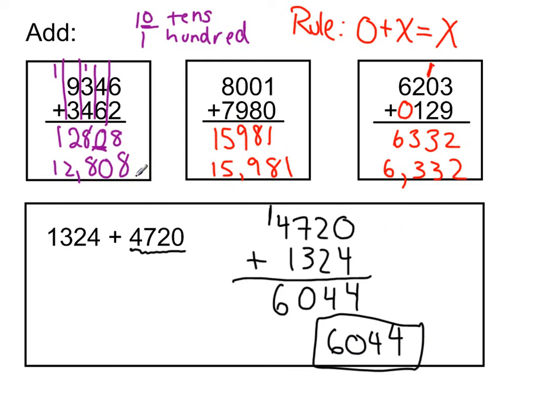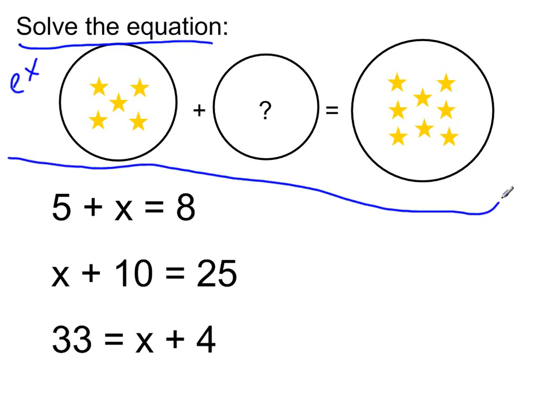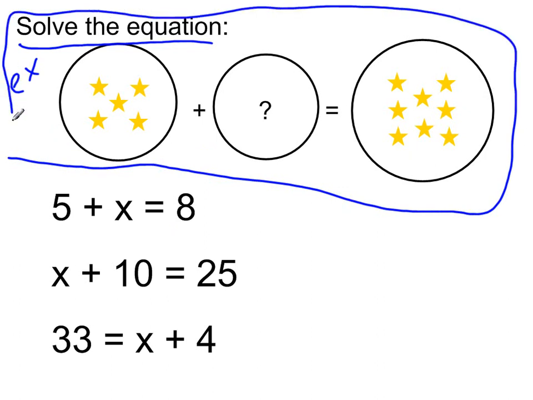Now, let's get a little bit more complex. These were just straight up adding problems. Let's say we were asked to solve the equation. And I'm just looking at this picture right now, so don't cheat and look below it. Just look at this picture the computer drew. We have a circle with 5 stars in there, plus some unknown, a question mark right here. And it looks like I have 1, 2, 3, 4, 5, 6, 7, 8 stars. So I start with 5 stars and I add something to it to get 8 stars.